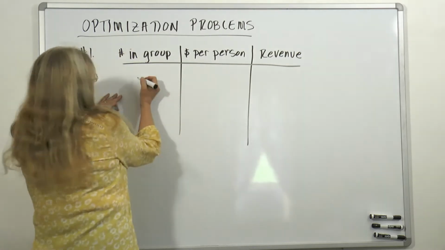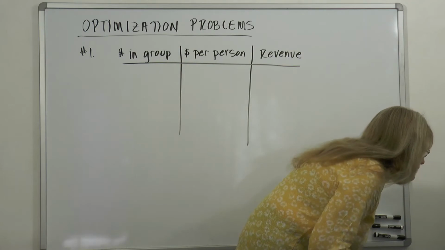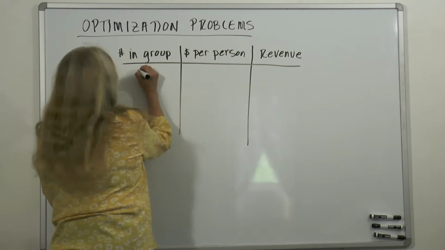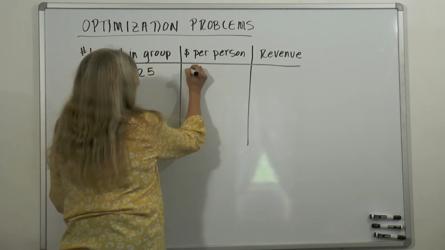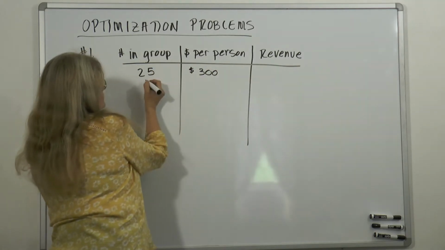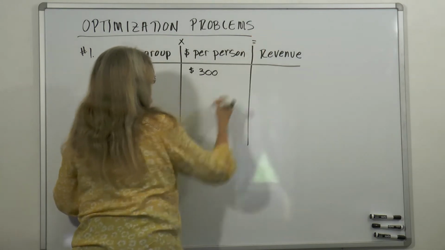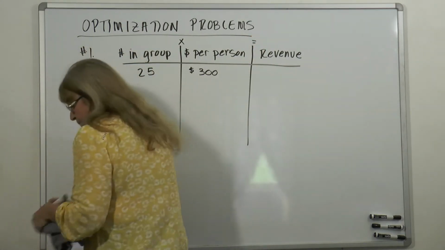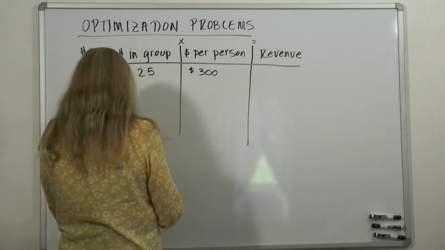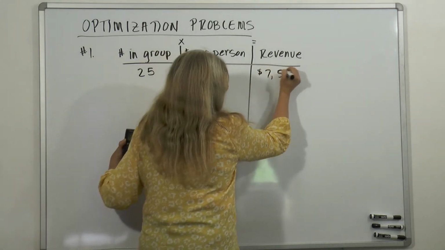Hopefully that's a positive number. Now how do you get this? For instance, in the case of our travel agency, if you have 25 people, it's $300 a person. To get the revenue, you would just take the number in the group times how much it costs per person. So you multiply, and what it equals is your revenue. That's 7,500. So your revenue would be 7,500.